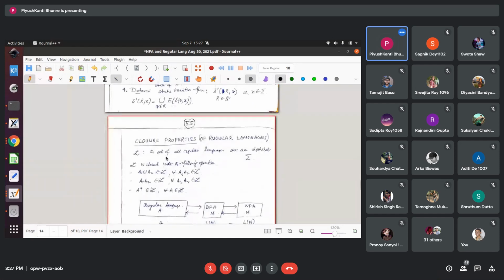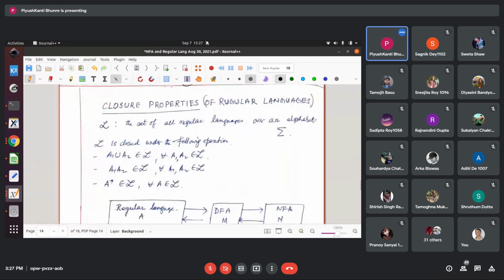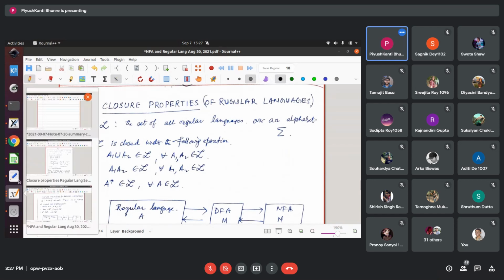So next one is the closure property. I also have the notes, so I can use that note as well. So closure properties of regular languages. I think today also, just let me see.